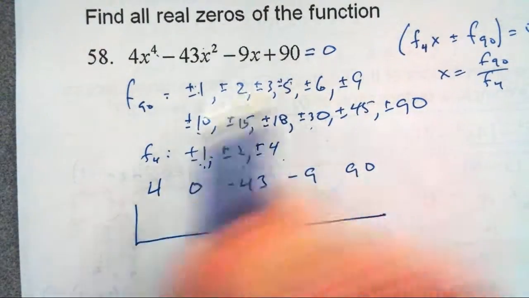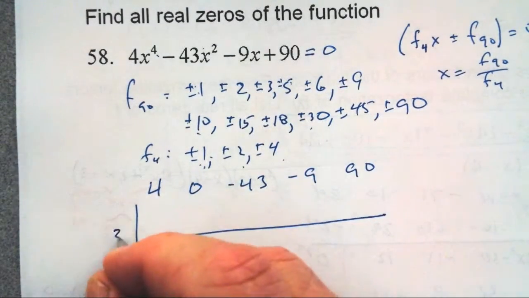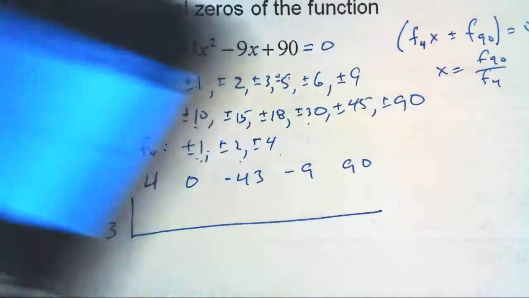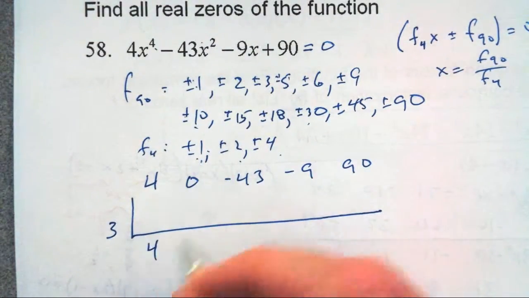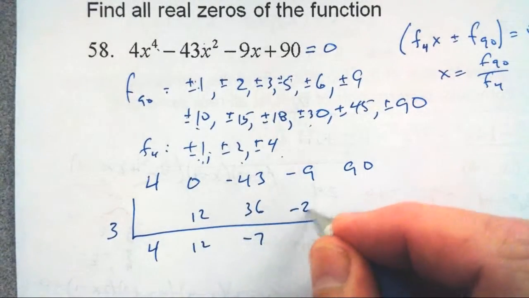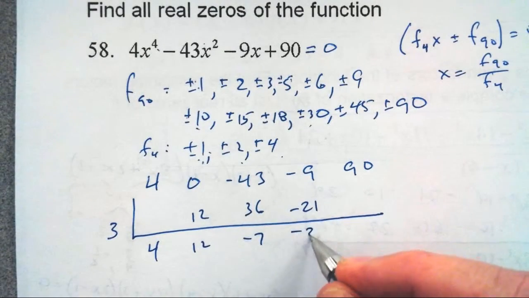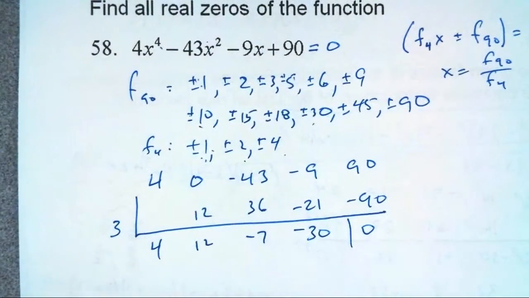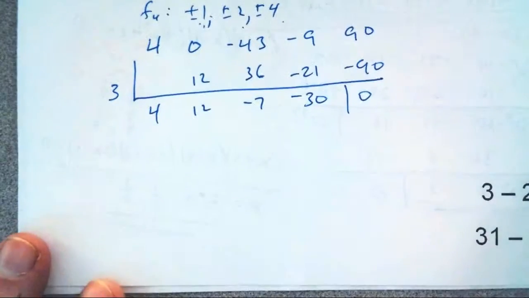And now put yourself in my place years and years ago. I got to guess which of these might work, and I'm going to say, well, I'm going to guess 3 might work. Are we really guessing that 3 might work at this point? My calculator says 3 is going to work. Let's take a look. 4 and 12 and 12 and 36 and -7 and -21 and -30 times 3, -90 and 0. Woo, did I get lucky? No, I didn't get lucky.